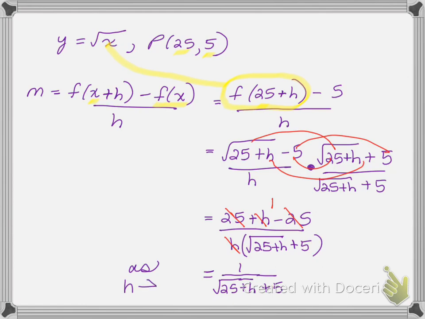So as h approaches 0, we're going to plug in a 0 for our h, which is right there, right? So that's going to become 0. So I get 1 all over the square root of 25, which is 5, plus 5, which is 1/10.